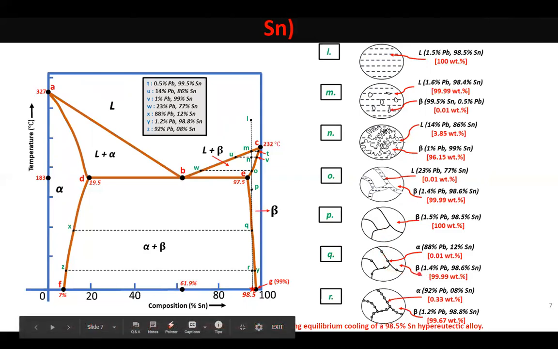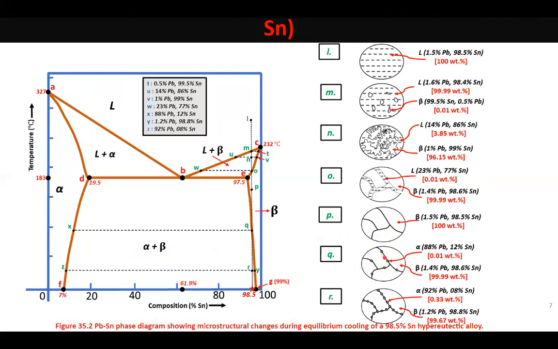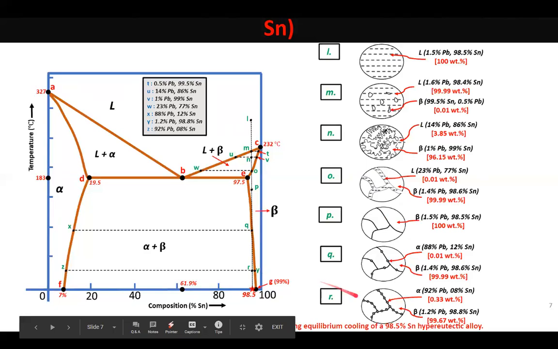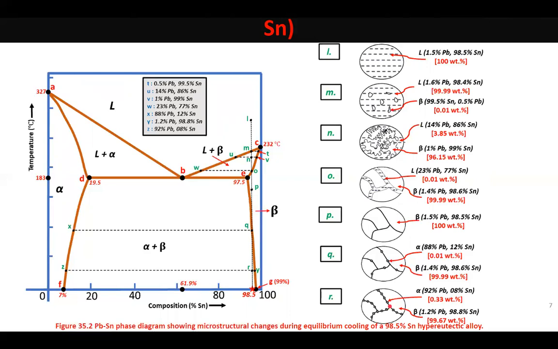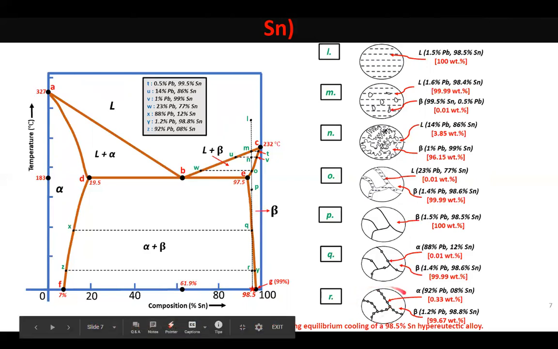So now you see that again it has two phases in it, because it has moved into the two phase region alpha plus beta. This alpha that has precipitated as the second phase comes on the grain boundaries. Again, as you move from Q to R, the amount of alpha increases, and also the chemical composition of alpha and beta changes. The final microstructure of this alloy is this.